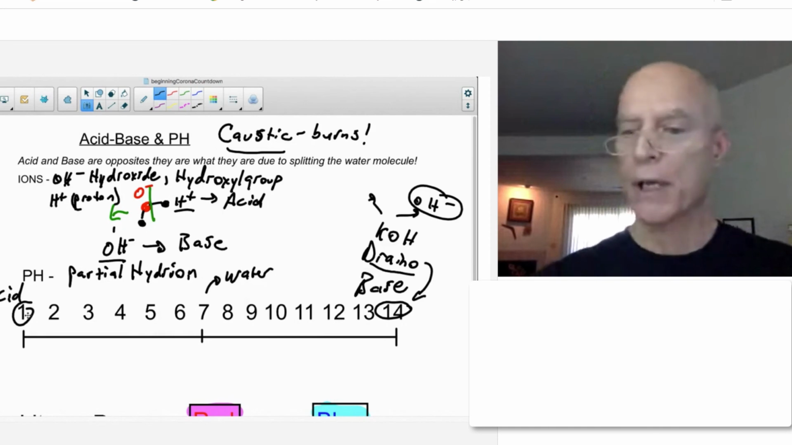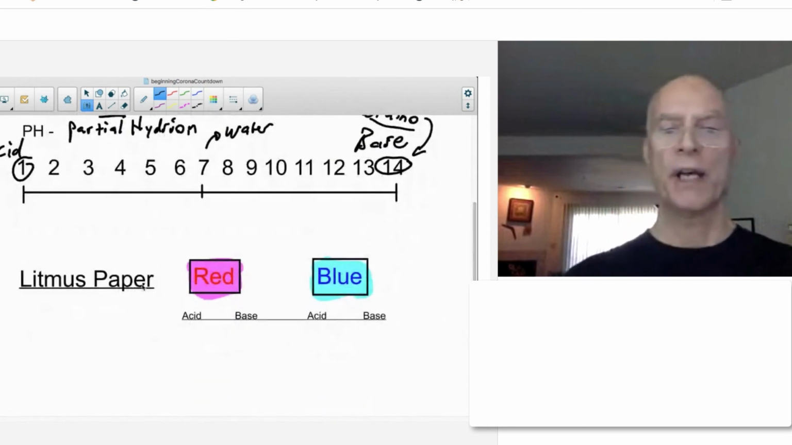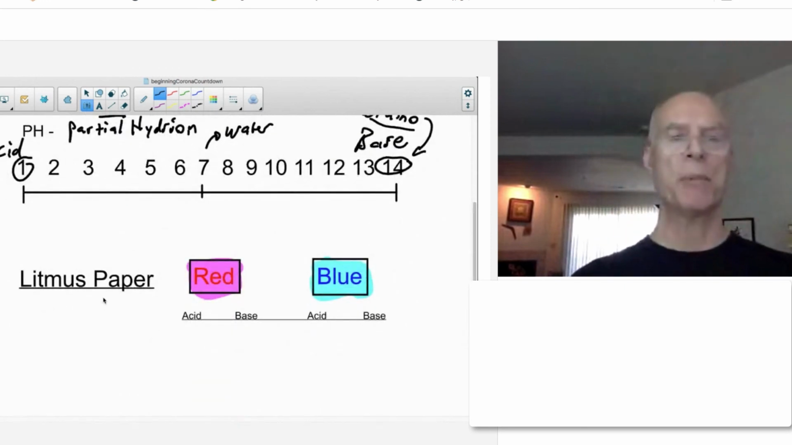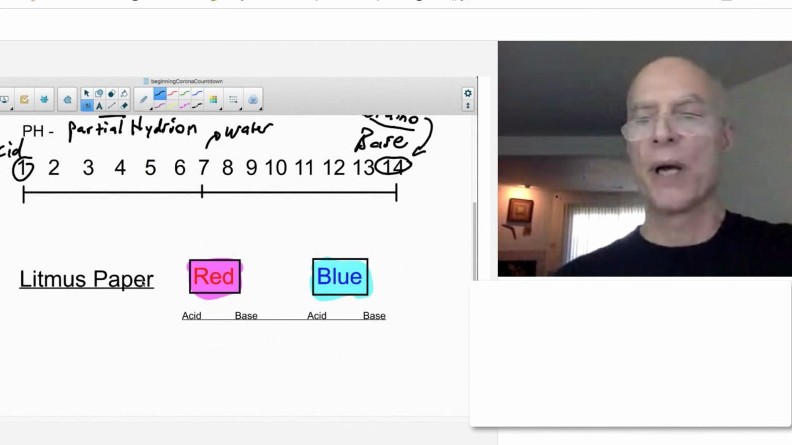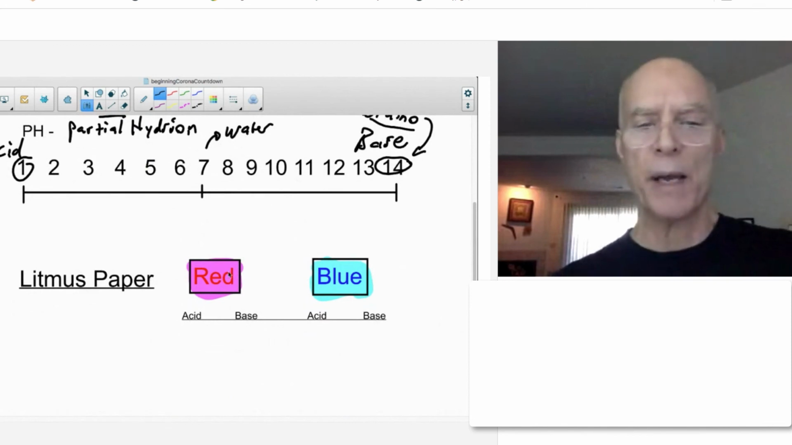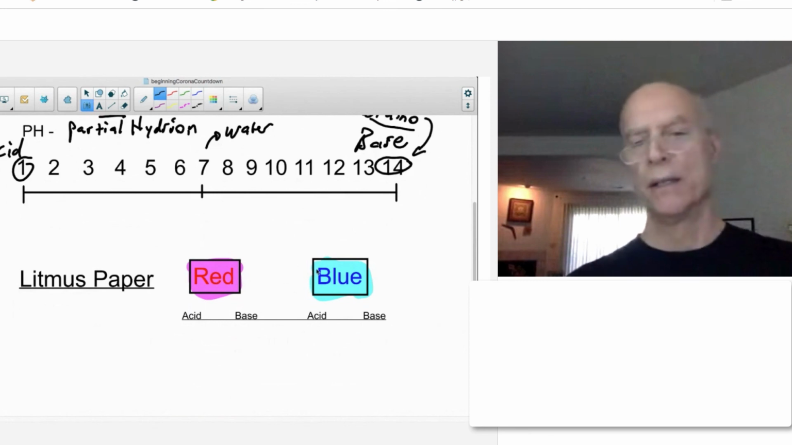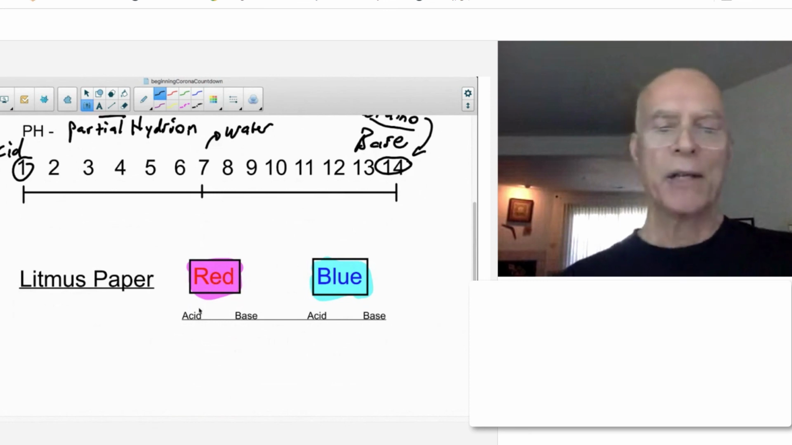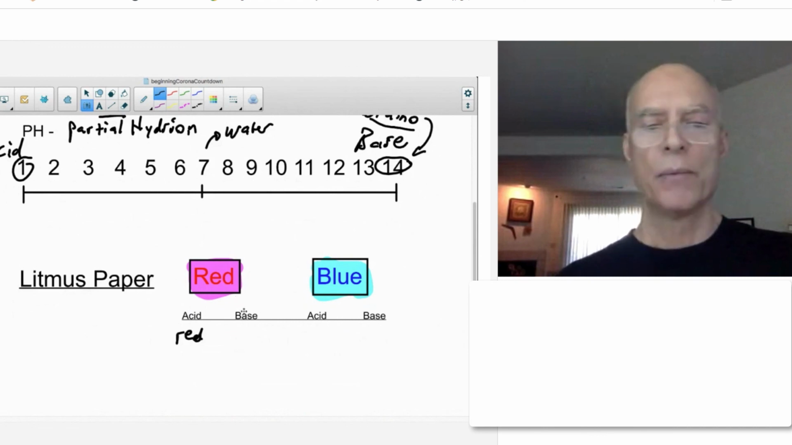Okay, now I'm going to scroll down here a little bit, and the next part you need to know about is a type of indicator paper called litmus paper. This was the original pH paper. We don't use it much anymore, but it's good to know about. So red litmus paper really is kind of a pink color. Blue litmus paper is really kind of a light sky blue color. So I put the real colors sort of behind it so you can see what they really look like. When I put red litmus paper in an acid, it stays red. When I put red litmus paper in a base, it turns blue.